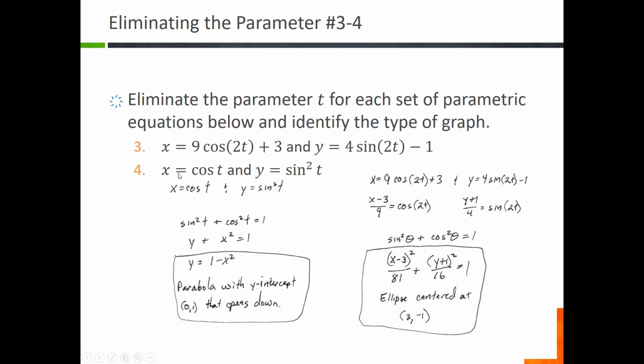If we do the second equation, x equals cosine of t and y equals sine squared of t, again we go back to our sine squared plus cosine squared equals 1 equation. This time, sine squared is already y, so I'm not going to have y squared, it's just y, because that's what the original equation said. But x was cosine, so I'm going to have an x squared. So we get y equals 1 minus x squared, which you should recognize as a parabola. It opens downwards, and its y-intercept is at 0, 1.